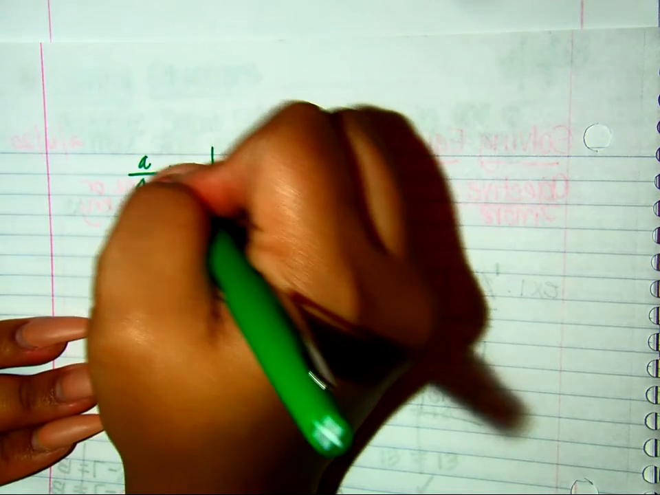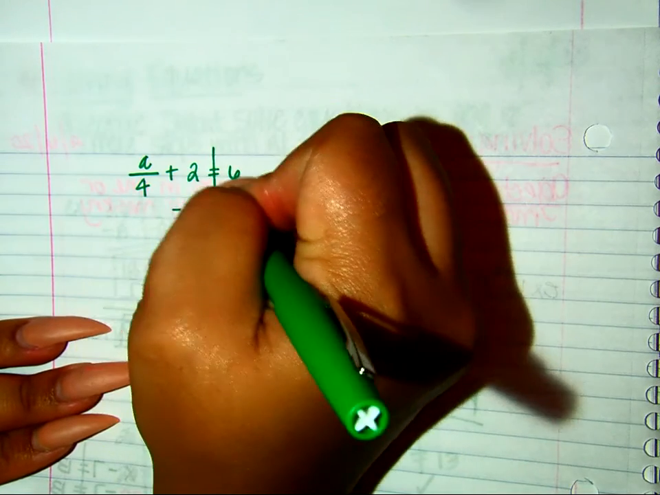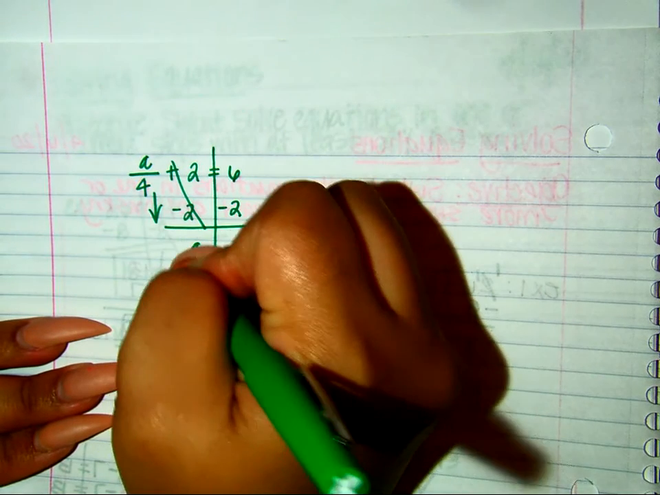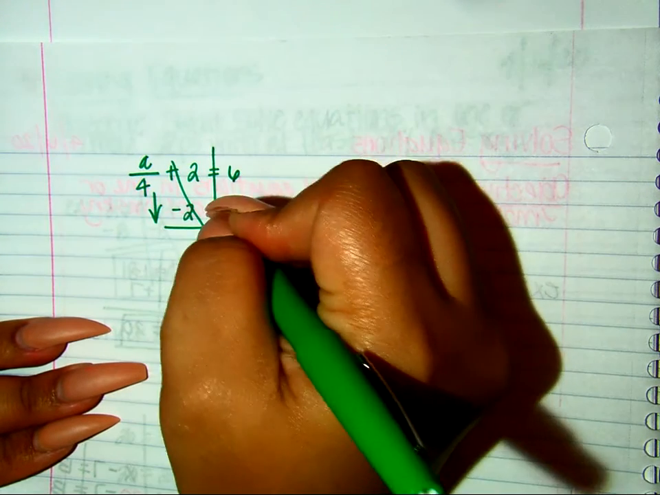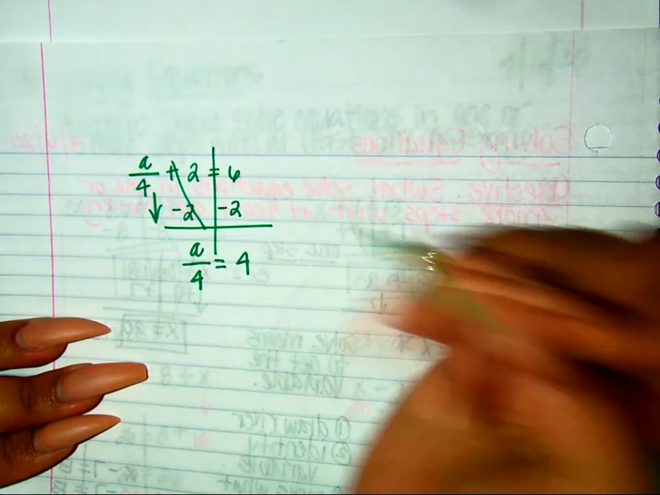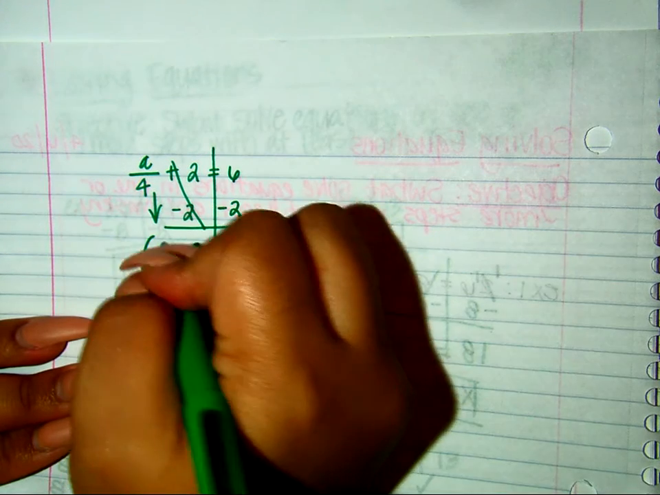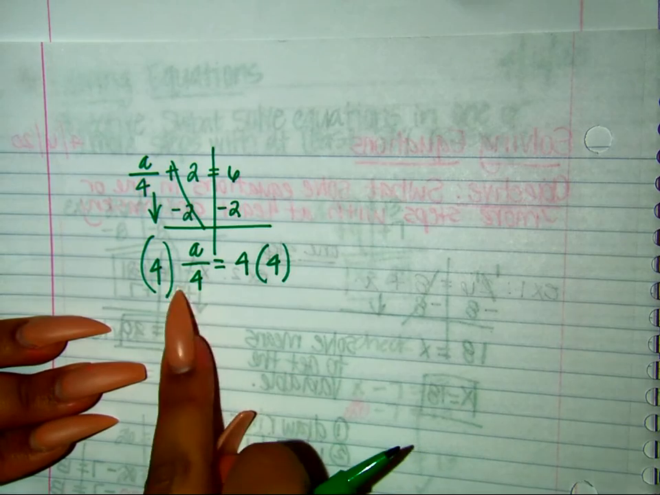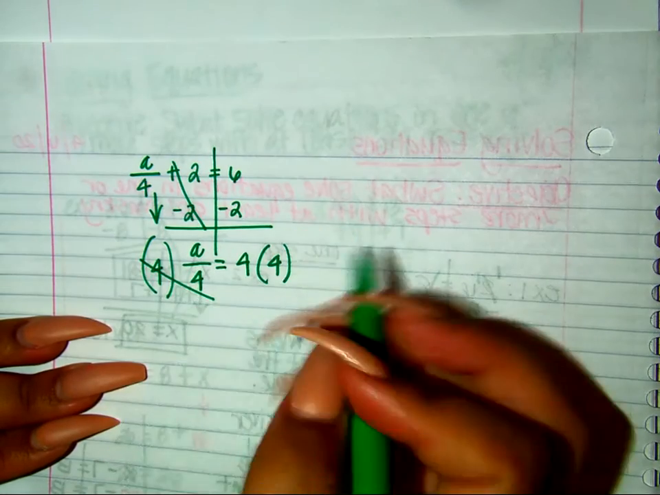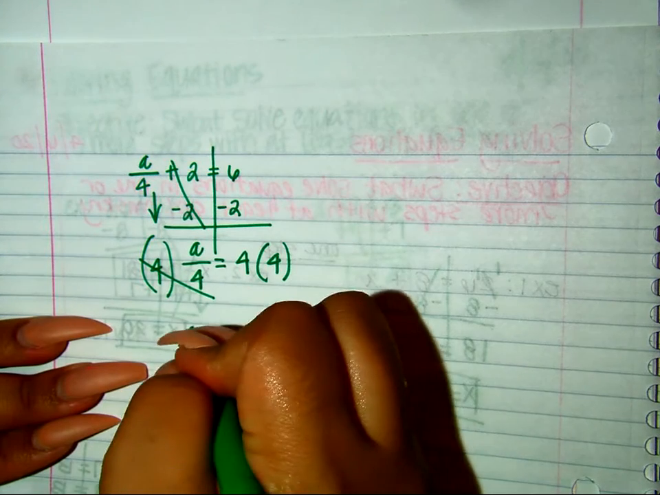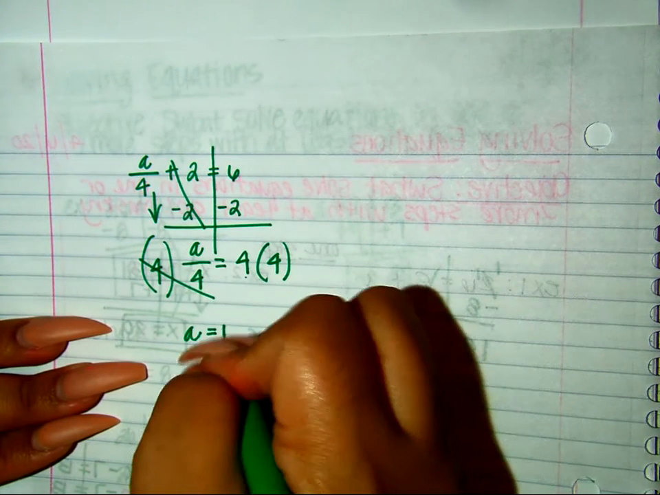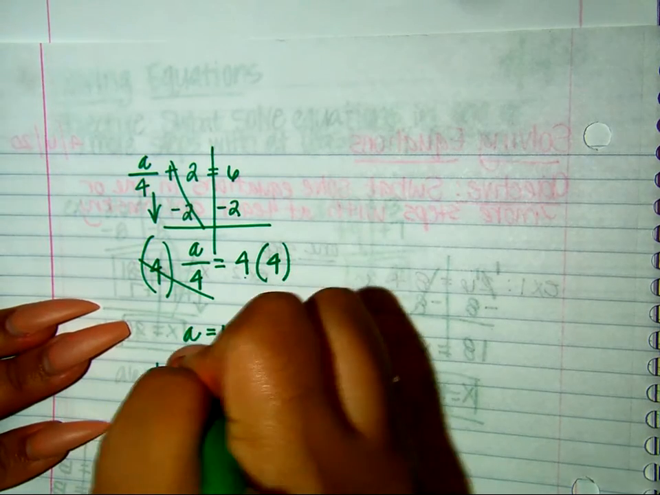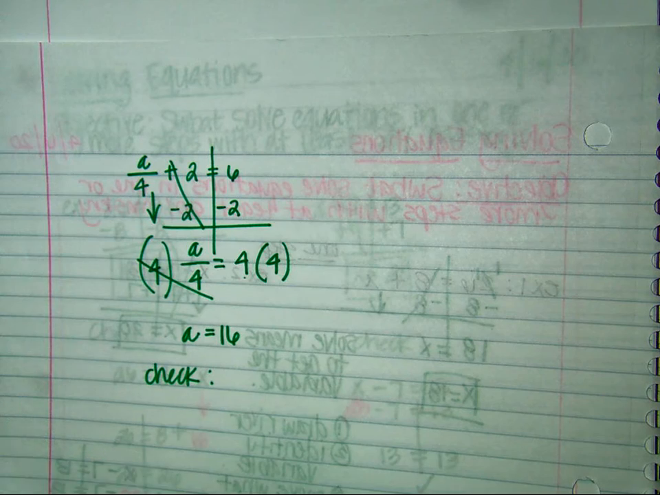So that's a positive 2, so I'm going to subtract 2 on both sides. And I'm going to bring down a over 4 equals 6 minus 2 is 4. Now I'm going to multiply 4 on both sides because I'm trying to get rid of this 4 so a can be by itself. And I'm going to bring down a. It's now by itself. 4 times 4 is 16. And then I'm going to check my work by plugging in 16 where a goes.